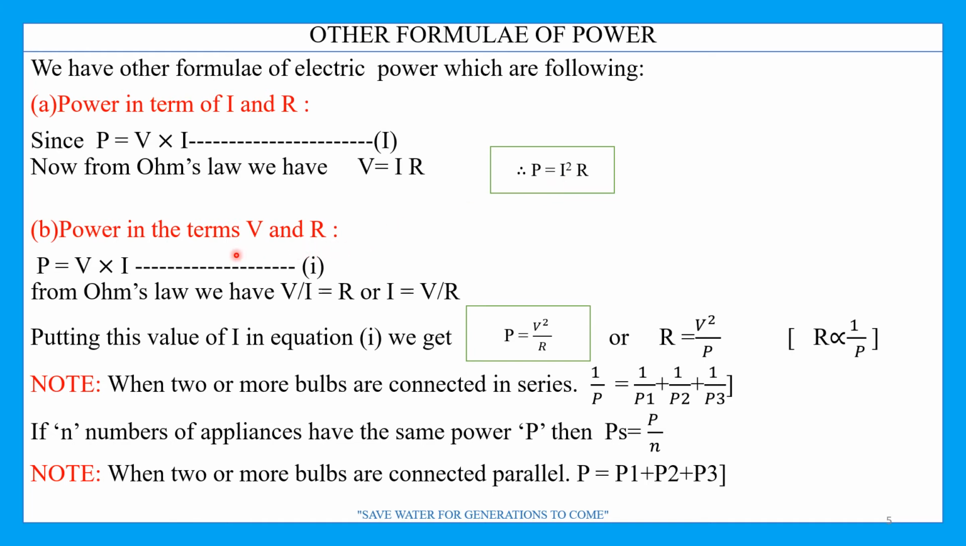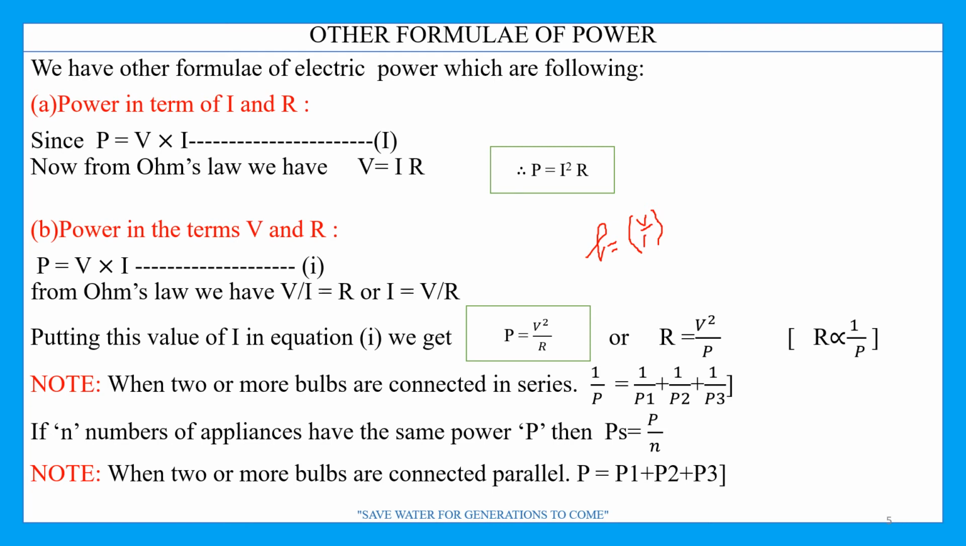Now power in terms of V and R. Again we know that P is equal to V into I, and now we have to replace I. Earlier we replaced V by IR, now we are going to replace I. Since by Ohm's law I is equal to V upon R, in place of I we are going to write V upon R. So P is equal to, in bracket, V upon R.